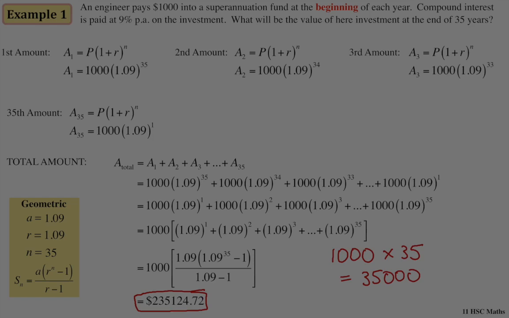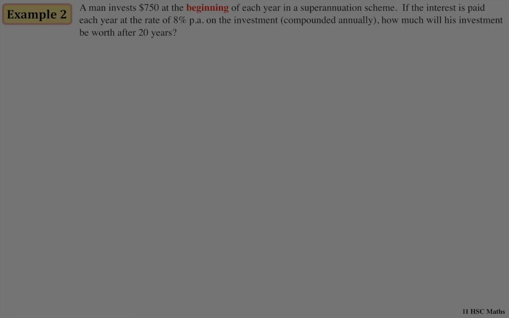So the second example is almost identical to the first example. We're doing it for practice. So let's have a look at it. The man's putting in $750 instead of $1,000 at the beginning of each year in a superannuation scheme. The interest paid each year is 8% per annum, so 8% per year, compounded annually, so that means yearly. How much will his investment be worth after 20 years? So we're doing everything yearly. Remember, 8% is 8 divided by 100, which is 0.08 as a decimal.